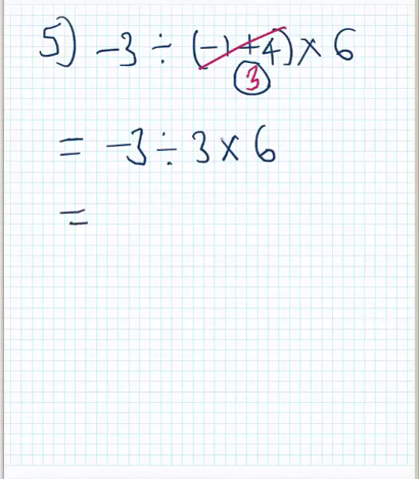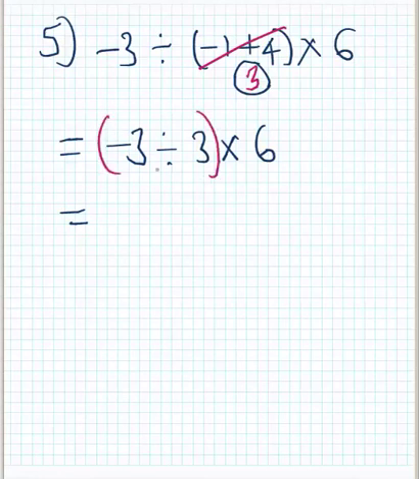Next, what operations do we have? Yes, there's a negative here, but it's simply saying a -3. We've got division and multiplication. And we know division and multiplication are equal operations. So now all we've got to do is work from left to right. And if you want to put brackets to show what we do first, you can.